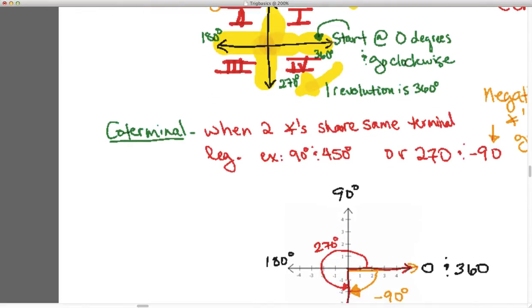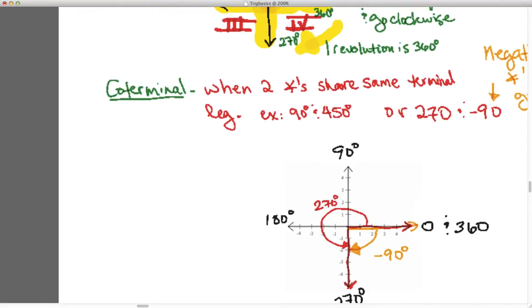So what does it mean when we're looking for coterminals? Well, two coterminal angles share the same terminal leg. They end up at the same place. So, for instance, we can go 90 and 450, which is 360, plus another 90. They both end up right here.